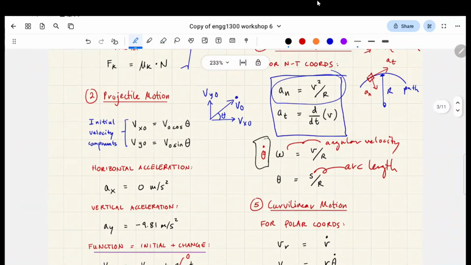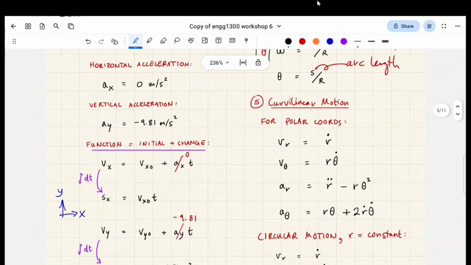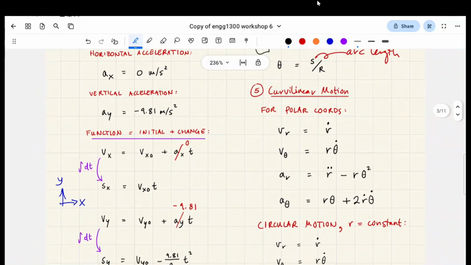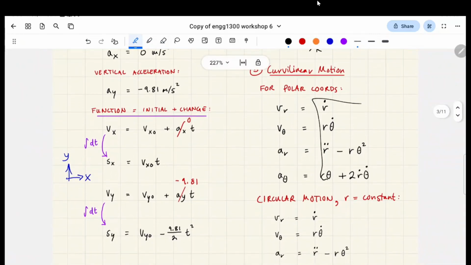But yeah, I like to only stick to this notation for the polar coordinates. So for the polar coordinates, we have our radial velocity and our... yeah, okay, you know what? It'll make more sense when we do the question. But yeah, there's formulas for them.